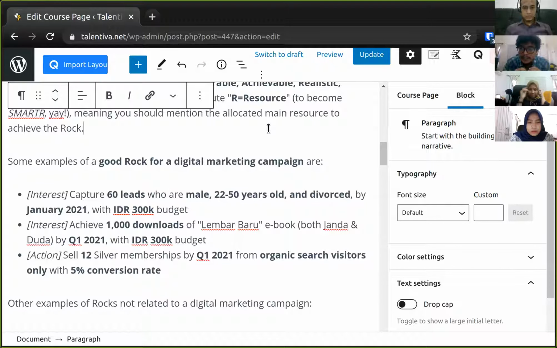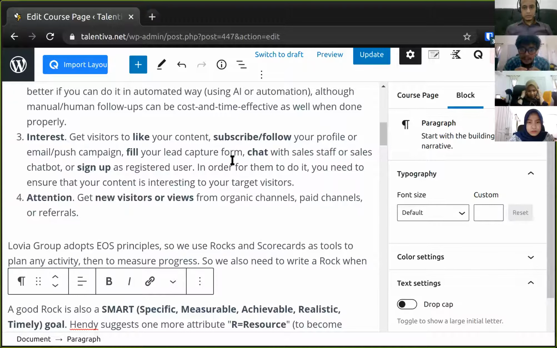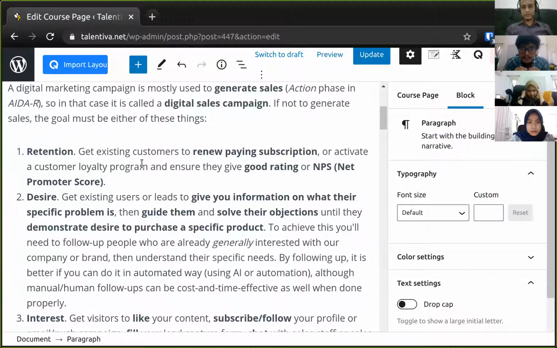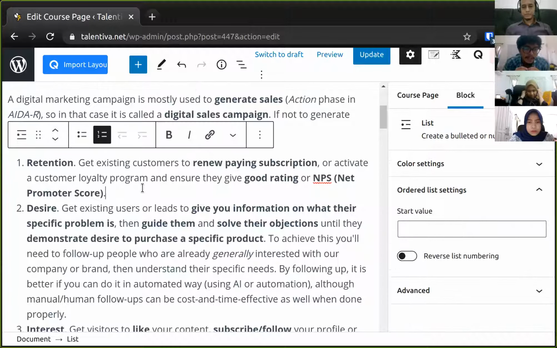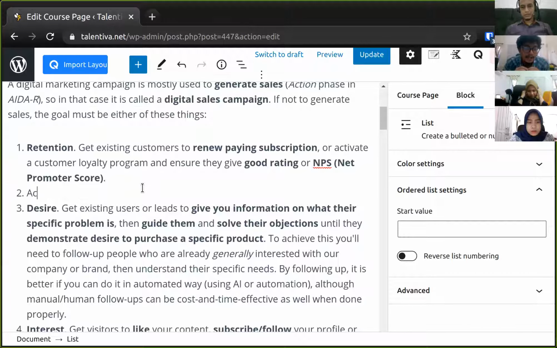The explanation of AIDA there. There should be 5 points of it: retention, action, desire, interest, and attention. So you didn't put action there. I just want to know why.